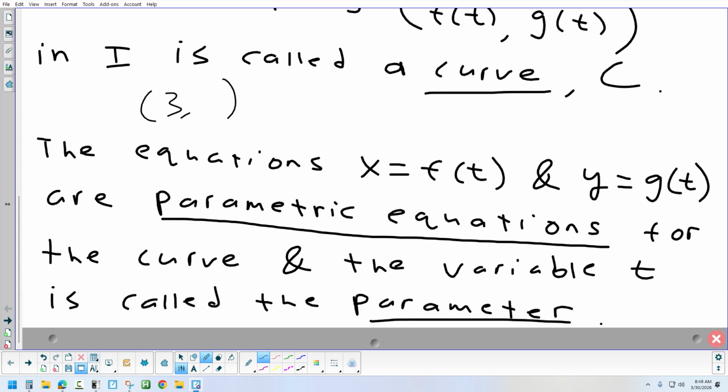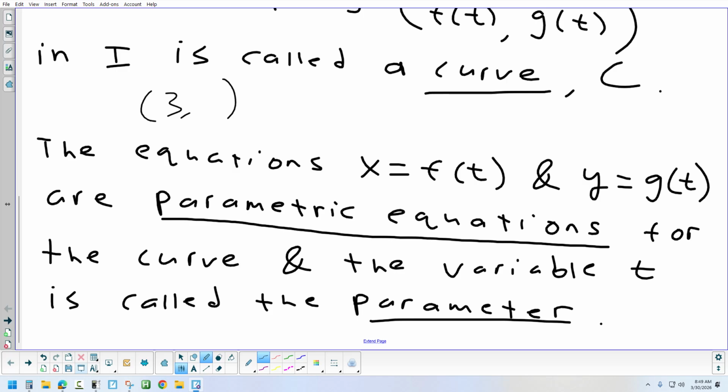And again, the variable t, that's our input value. What they refer to that as is a parameter. They call that the parameter. It's really just the input variable. Any questions on anything I put on that first page? That's kind of the background in parametric equations.